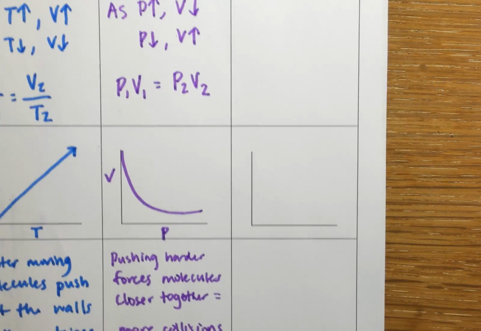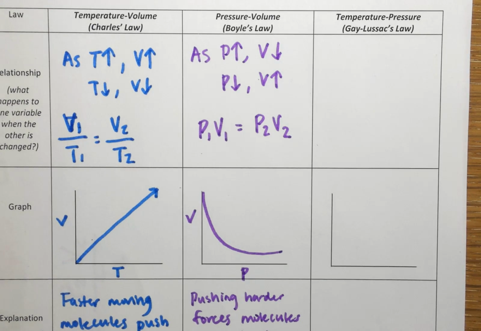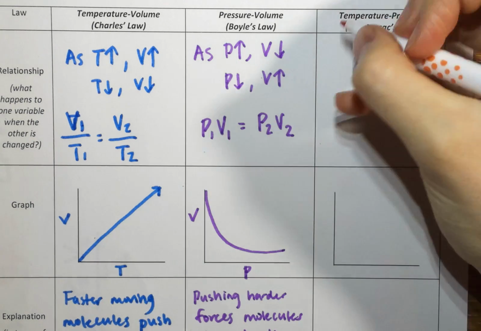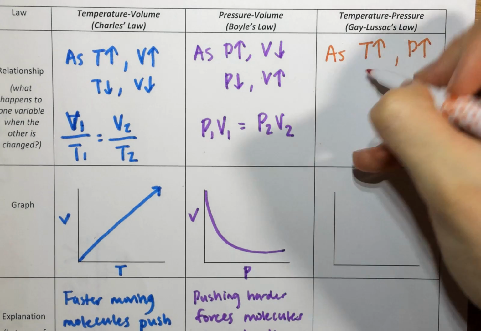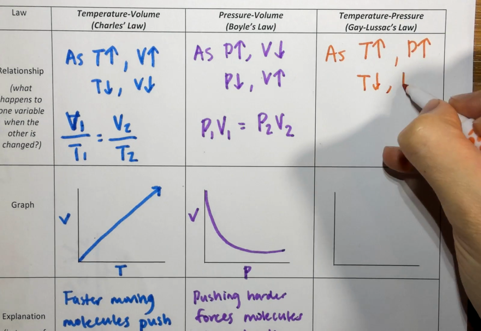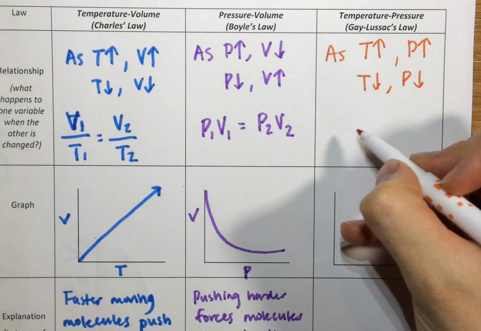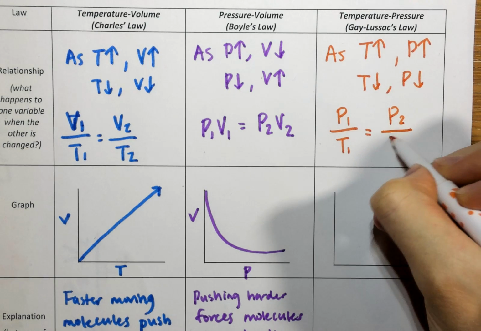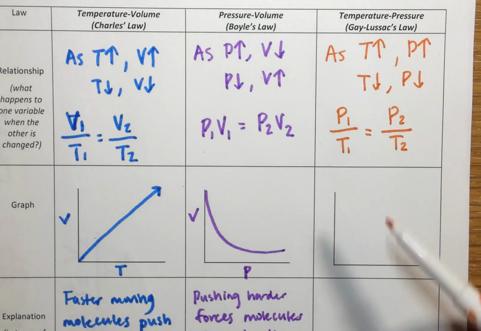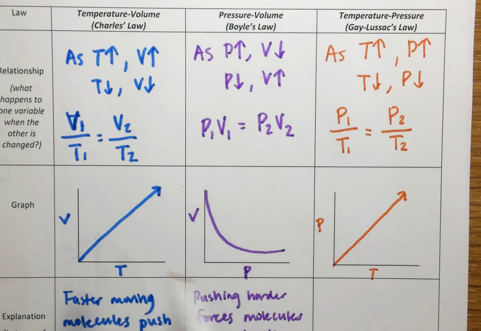If we look at our third relationship between temperature and pressure, we're going to see something very similar to what we saw with temperature and volume, that as we increase the temperature, pressure also increases. And in sort of opposite terms, as temperature decreases, pressure also decreases. Because this relationship is another direct relationship, the equation looks very similar. P1 over T1 equals P2 over T2. Again, because it's a direct relationship, as one variable goes up, so does the other, looking exactly the same as our temperature volume graph did.